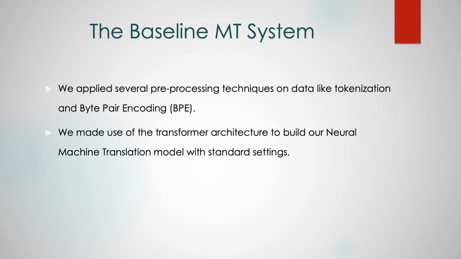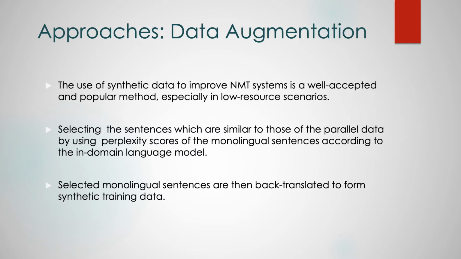We applied several pre-processing techniques like tokenization and byte pair encoding on our data. Once the data was processed, we made use of the transformer architecture to build our NMT model. This model we consider as our baseline model. We have the baseline built. Now we will discuss the various approaches we use to improve our baseline model.